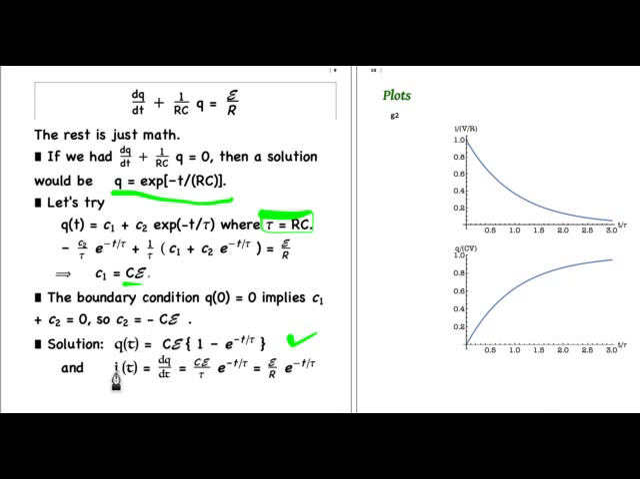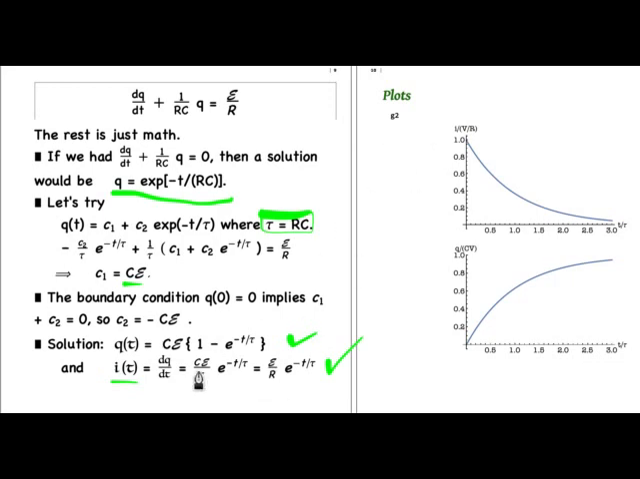Now I also want to know the current, but once I know the charge on the capacitor, it's easy to figure out the current. I is dq/dt. So dq/dt, well, this term is a constant, so the derivative is 0. This term will be minus e to the minus t over tau times minus 1 over tau by the chain rule. The minus times minus will cancel, so I'll get plus CE divided by tau, e to the minus t over tau. And remember, tau is RC, so this is E over R, e to the minus t over tau. So there's the current. So the current obeys exponential decay.